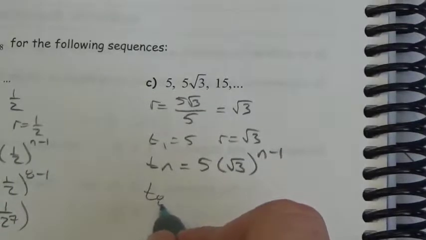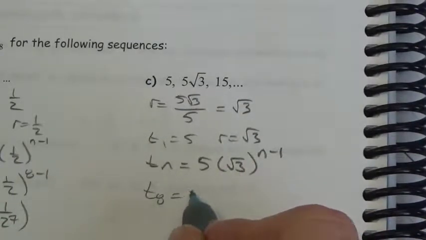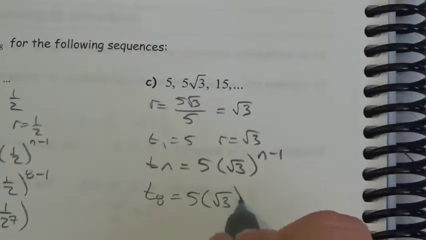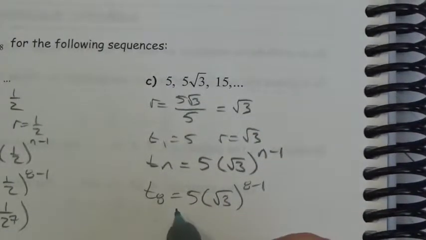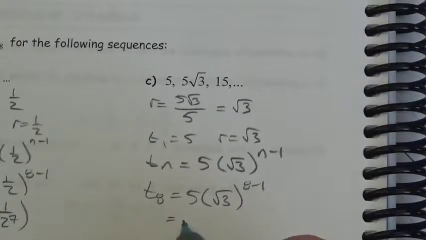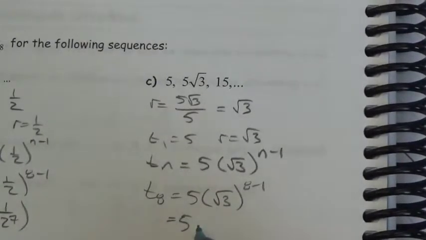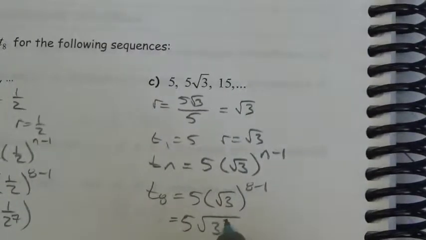Now, if I want the eighth term, this is going to be 5 multiplied by root 3 to the 8 minus 1, or root 3 to the 7. Now, root 3 to the 7 here, that's like saying the square root of 3 to the 7.